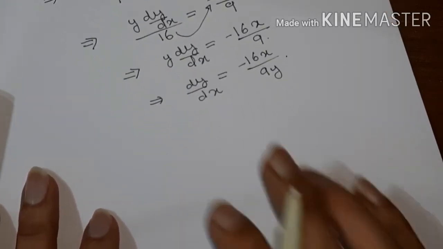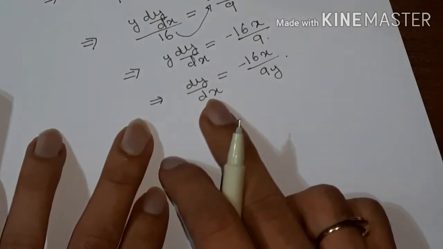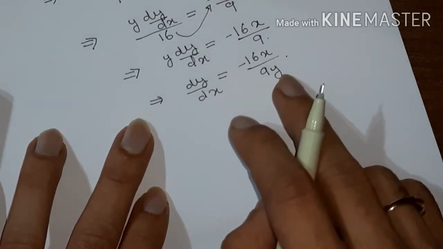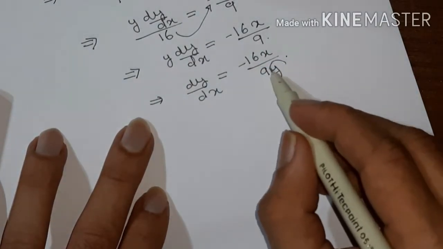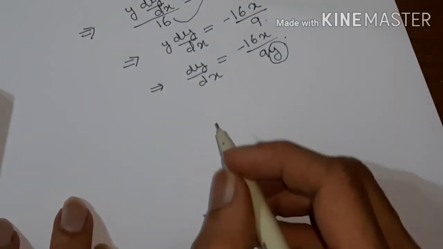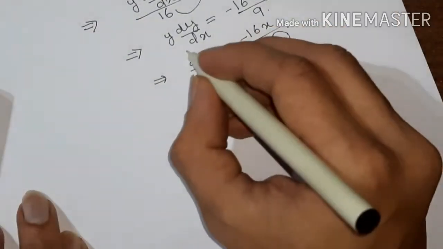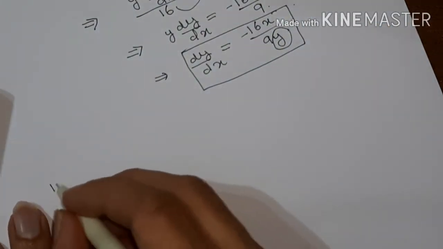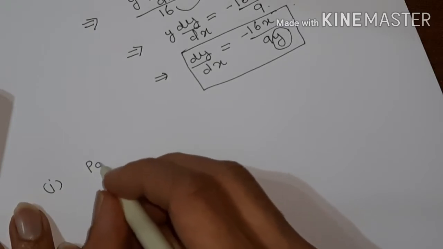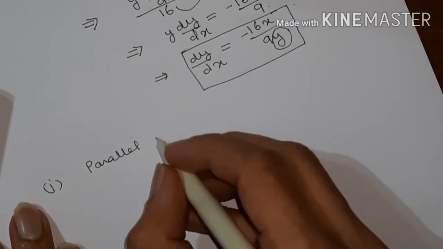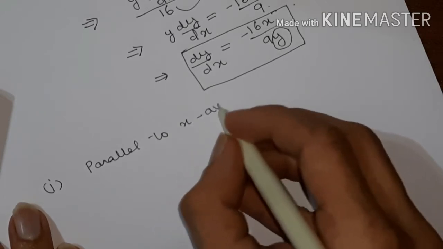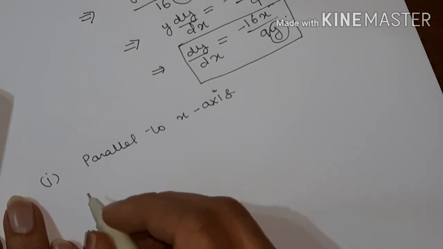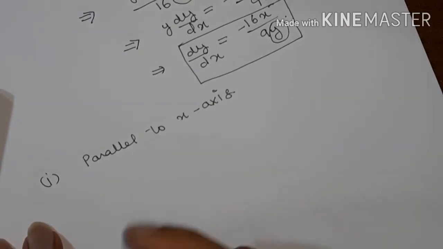So this is the derivative dy by dx: minus 16x divided by 9y. You can see that in the derivative you have the term y also. This is the dy by dx term that we will use to find the slope. Now let us look at the first sub question. It is given that the tangent is parallel to the x-axis, and you have to find the points on the curve which satisfy that condition.